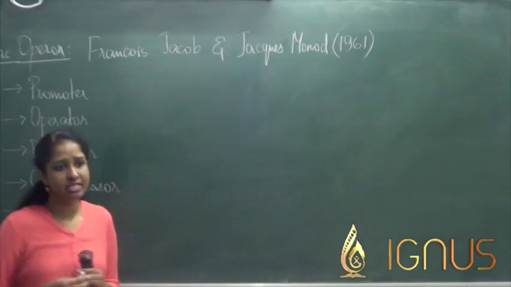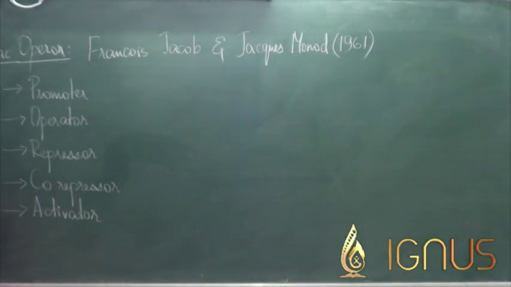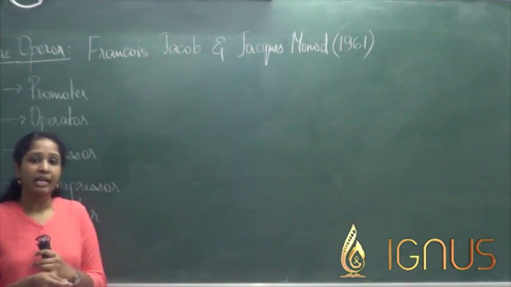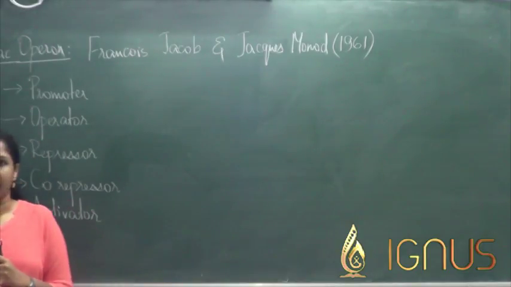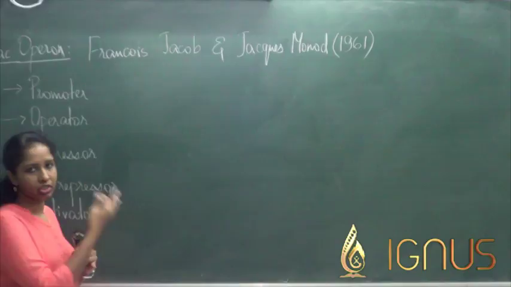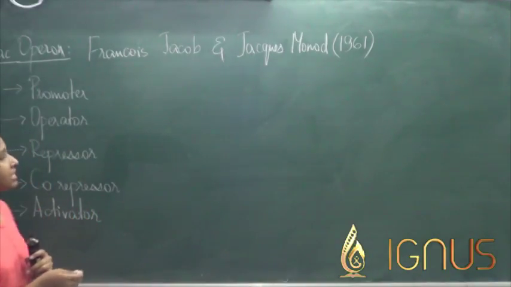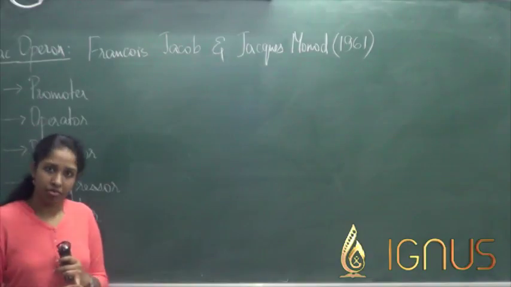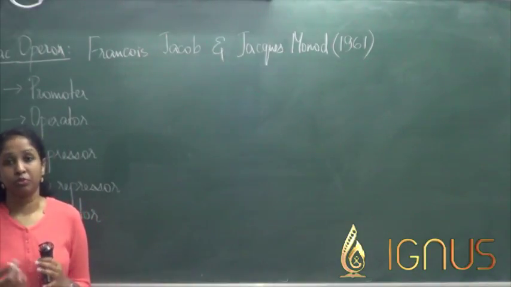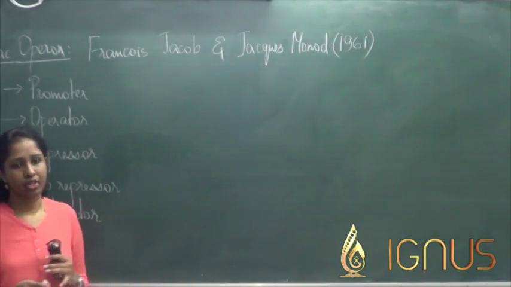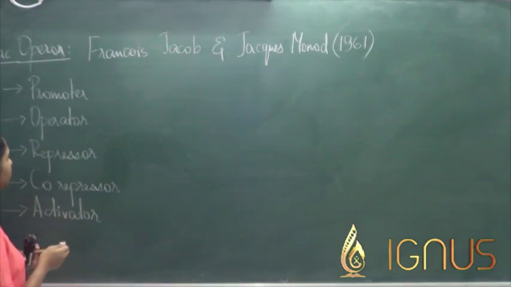Lac operon is the first operon that was discovered by Francois Jacob and Jacques Monod in the year 1961, and they got a Nobel Prize for their discovery in 1965. Since it's the first operon that was discovered and also the operon that is most studied, that is the operon that we are going to be studying today.